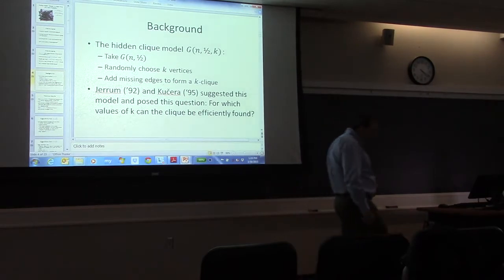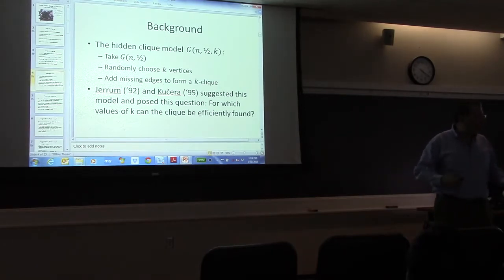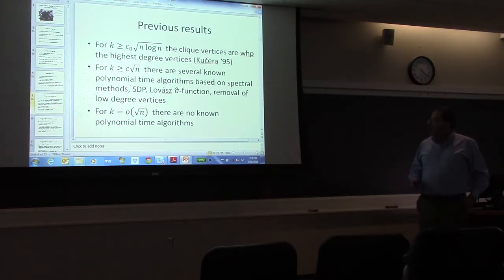Because if you have time n to the log n, it's very easy. You just go over all subsets of size 3 log n, and if there's a clique of size 3 log n, then you know this is part of the planted clique because it doesn't occur in nature. That is, in G(n, 1/2). Okay, but that's n to the log n. It's not polynomial time.